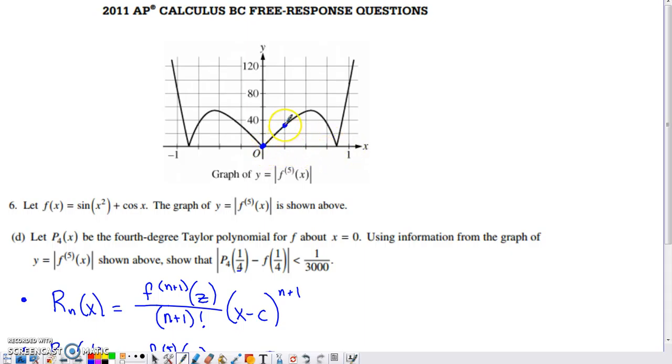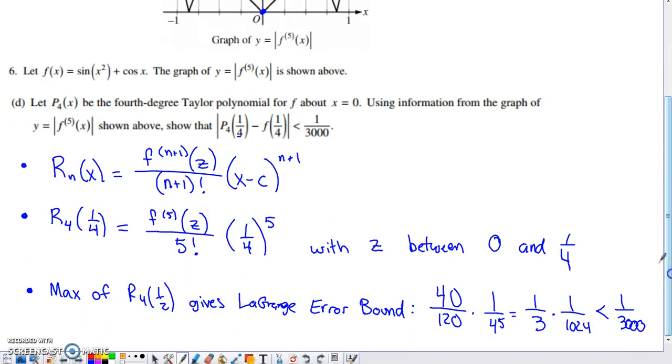So you know that the biggest absolute value the 5th derivative ever takes on the interval 0 to 1/4 happens at 1/4. What is that value? I don't know, 32, 35, something like that. You know it's less than 40, right? This is clearly less than 40. So it's pretty safe to say that the biggest this value ever gets is somewhere beneath 40.